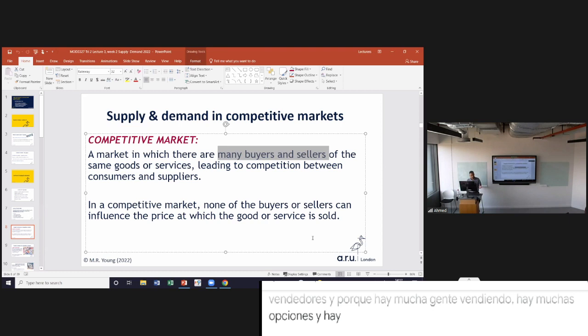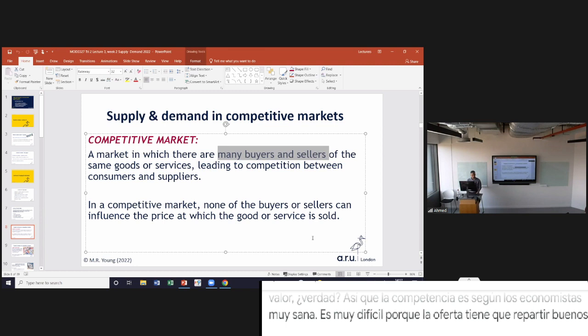So that competition is, according to economists, very healthy. It's healthy because the supplier has to supply good products to get a sale, and also at a good price to raise his or her demand. And also the buyer has to shop around looking at what's in the market to get the best bargain.